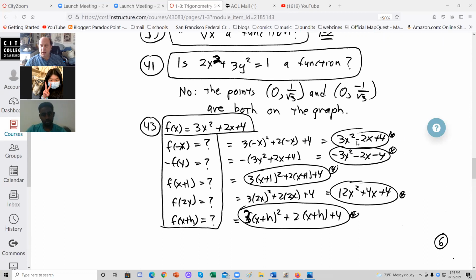As you can see, these are definitely different functions. They differ in the x squared term and in the constant term. So in this case, it matters what you do first: the negative first here or f first here. This is called non-commutativity. The order of operations matters.